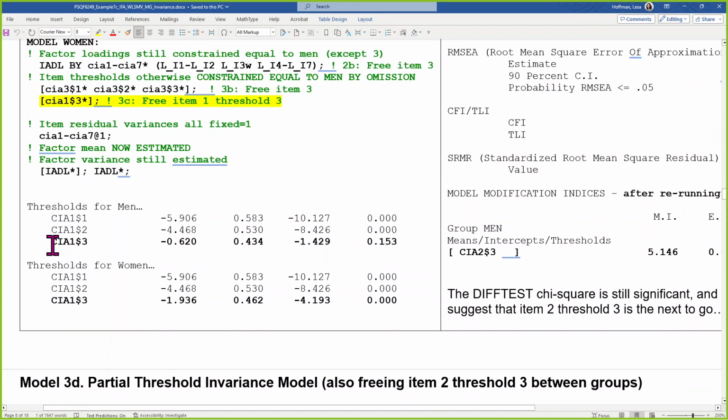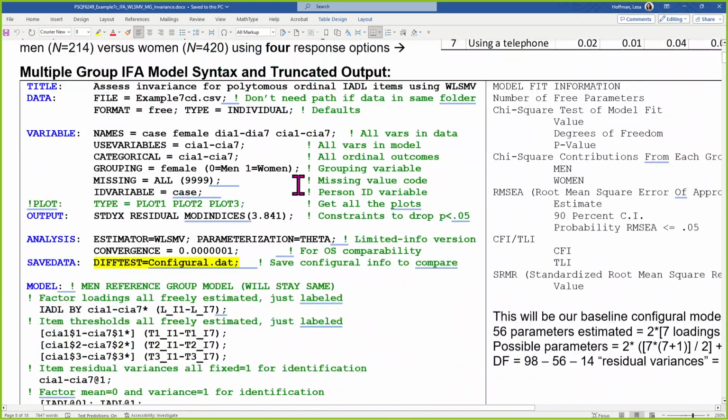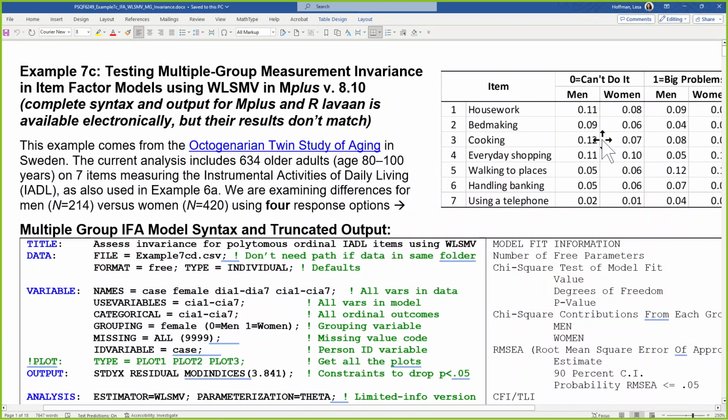Item 1, threshold 3. This last transition point is easier in men or women? Threshold 3 for item 1, what's in front of me? Easier for men or for women? For women. Yeah, what is item 1 again? Survey says? I lost it. Housework.